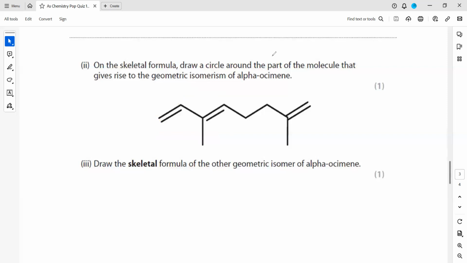What about the last one? When we check, these two carbons are there. This will have hydrogen or hydrogen, and this is having on one side this chain and on another side this.